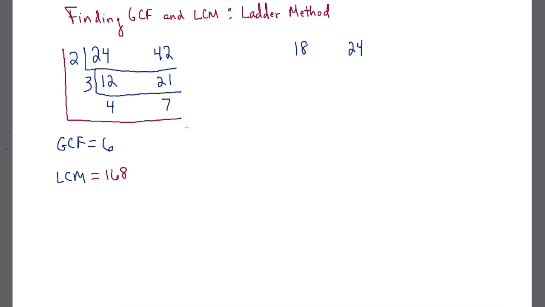All right, let's move on to the next example here. I have 18 and 24. Again, same thing. Let's make a little L around these two numbers, and let's find the smallest prime number that goes evenly into both of these numbers. That would be 2. Again, it's easy to start out with the smallest prime number, which is 2. These are both even numbers, so it works.